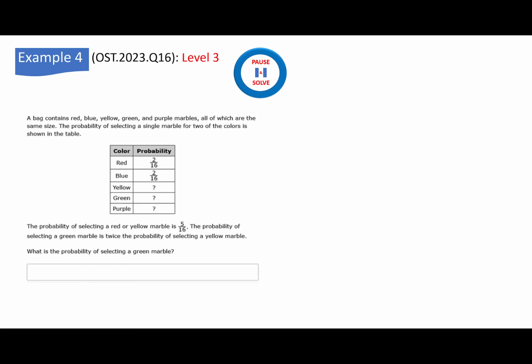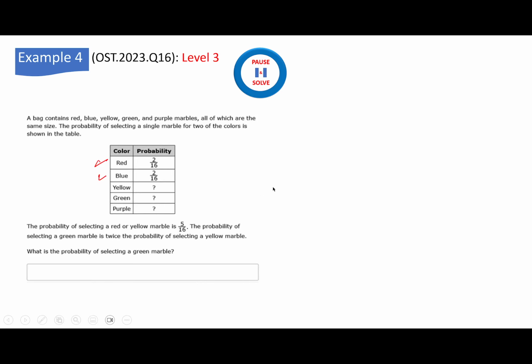Example 4. A bag contains red, blue, yellow, green, and purple marbles, all of which are the same size. The probability of selecting a single marble for two of the colors is shown in the table. So we know about the red, it is 2 over 16, and we know about the blue, and we don't know about the rest of them here.